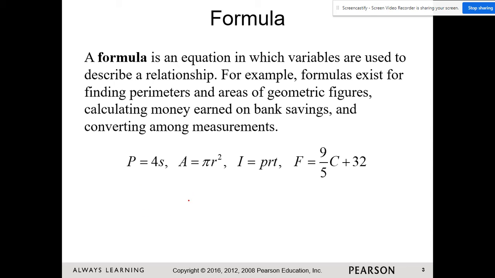So ones I would expect you to memorize would be perimeter of a rectangle, 2 times the length plus 2 times the width. Area of a rectangle, length times width. And that's about all of them I can think of offhand. So if something comes up, I will say, yes, you need to memorize this.